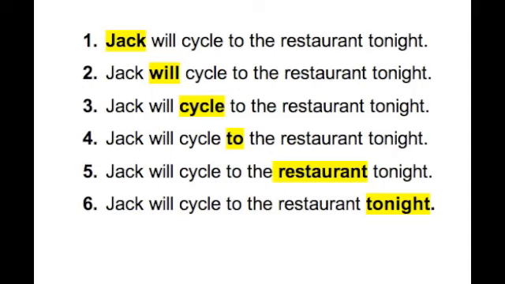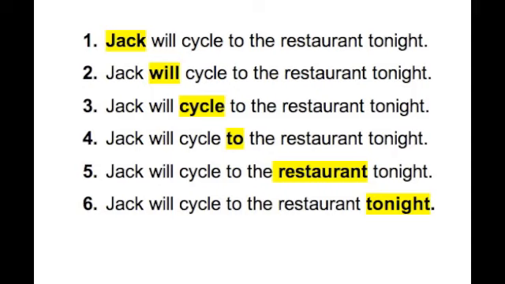Let's look at sentence number 2. I have shifted or moved the emphasis onto will. Jack will cycle to the restaurant tonight. This is emphasizing it's definite. He will do it. Not he may or he might or possibly. It's definite. That's my key word. That's the meaning of the sentence. Jack will cycle to the restaurant tonight.